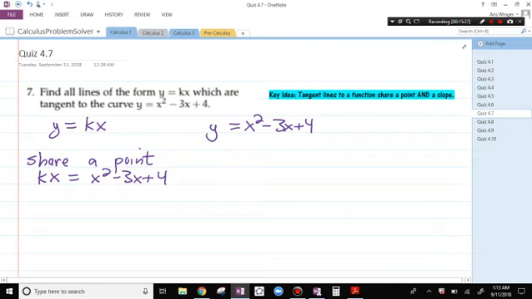Here also, if it's tangent, they have to share a slope. That means that they have the same slope. But the slope of y equals kx is k, and the slope of y equals x squared minus 3x plus 4 is just the derivative. It's 2x minus 3. So here are two equations with two unknowns, k and x, and all we're going to do is use the substitution method.